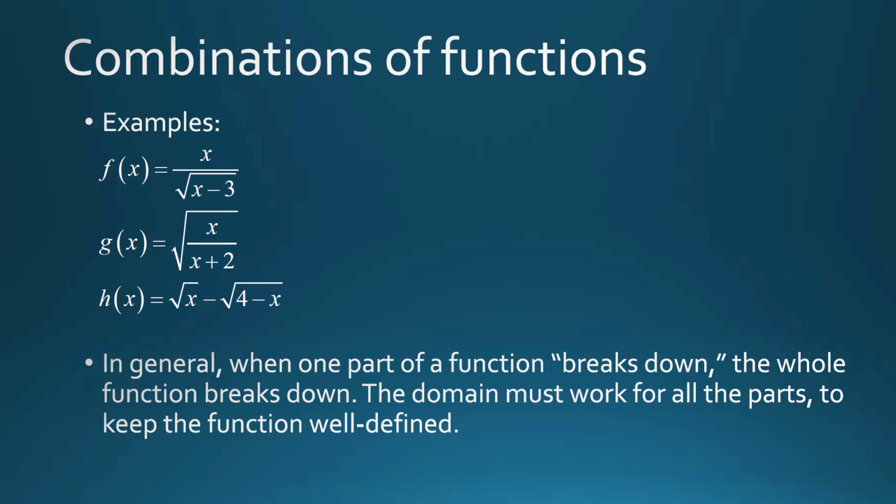The idea is if you have a function which has multiple pieces, all of the pieces have to be well defined in order for the function to be well defined. If one piece breaks down, the whole function breaks down. And as you'll see, the idea of intersections of sets plays a big role when you're finding the domain of some function which is built from several different kinds of pieces. Let's take a look at these examples here.